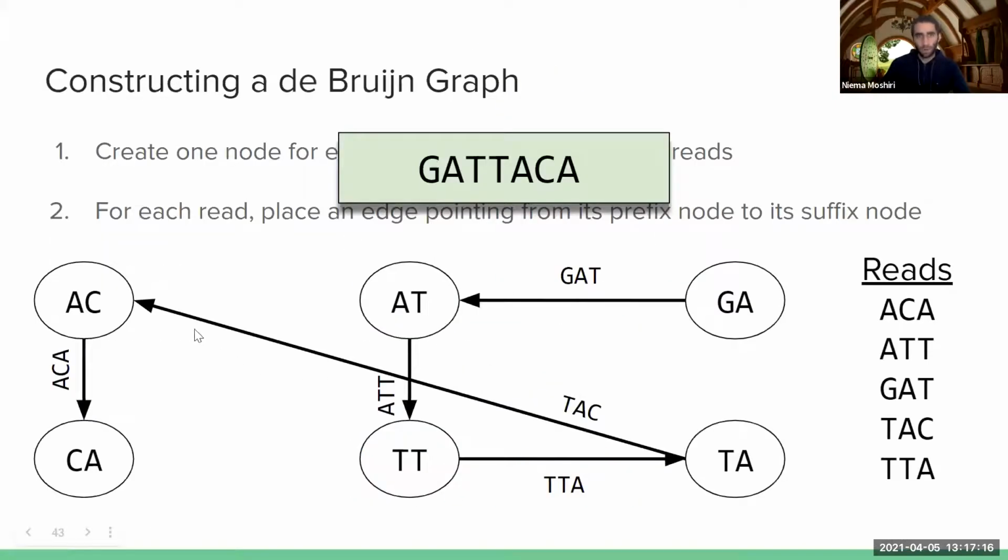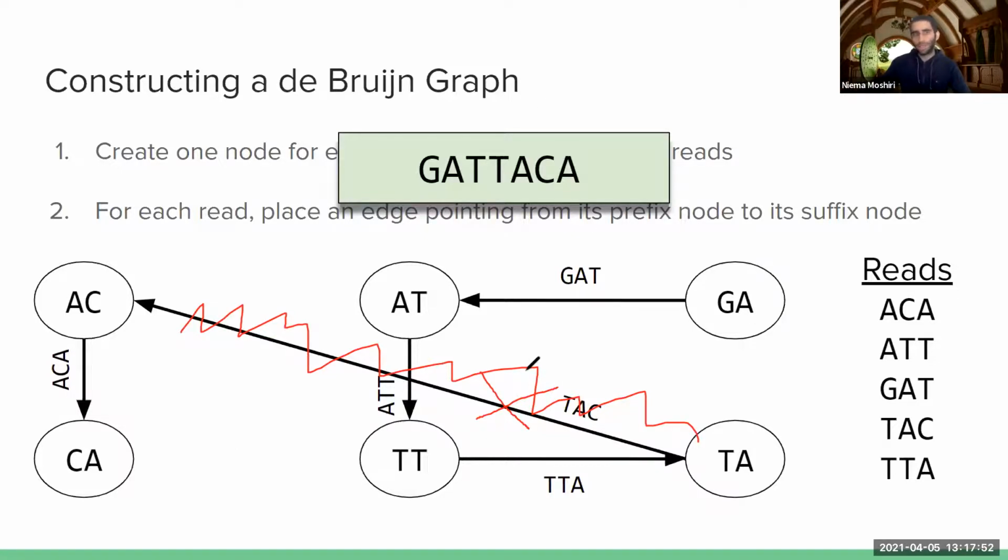So imagine in this network, if we were maybe missing this link. So maybe if TAC didn't exist, we could still reconstruct GA to AT to TT to TA, which would be GATTA. But this link wouldn't exist. And we can reconstruct this piece, ACA.